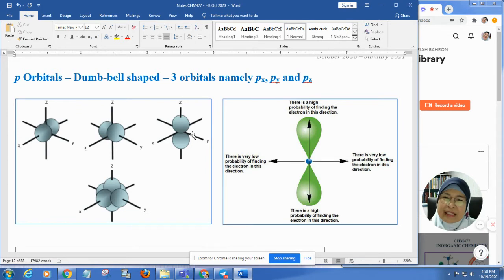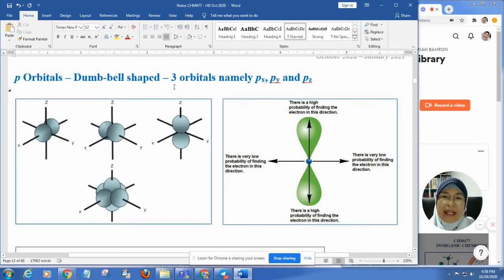Now, p orbitals have the shape of a dumbbell. Yeah, look at this shape. It looks like a dumbbell. Who among you go to the gym a lot, or exercise a lot using weights, may recognize that this shape looks a lot like a dumbbell.